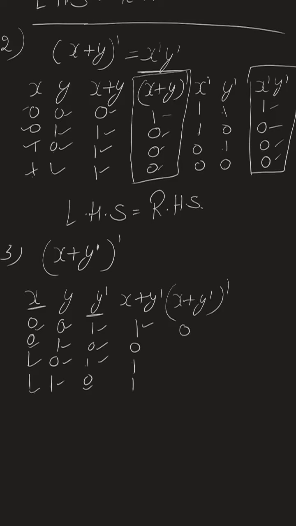1 converts to 0, 0 converts to 1, again 1 converts to 0, and again 1 converts to 0. So this is the truth table for your (x plus y complement) whole complement here.